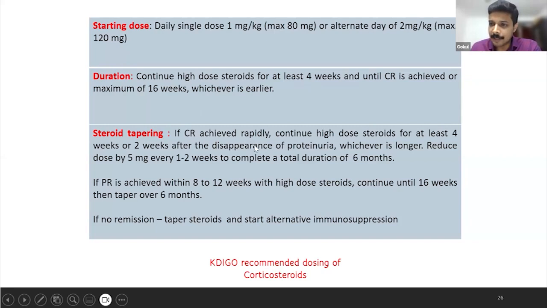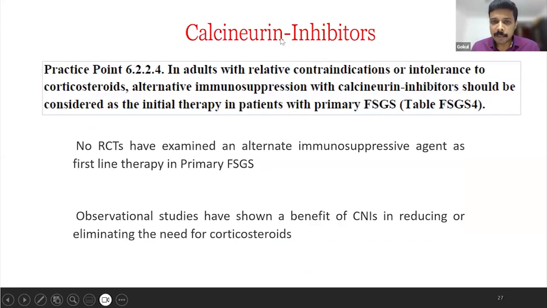Or if the patient attains a complete remission very early, as early as the 1st week, then we have to give for at least 4 weeks. So minimum 4 weeks or 2 weeks after the disappearance of proteinuria, whichever is longer. After that, we have to reduce the dose by 5 mg every 1 to 2 weeks, and complete a total duration of minimum 6 months. And if only partial remission is attained within 8 to 12 weeks, continue until 16 weeks, and then taper over 6 months. If there is no remission even after 16 weeks, then taper the steroids and start CNIs. So that's about the recommendation for steroids.